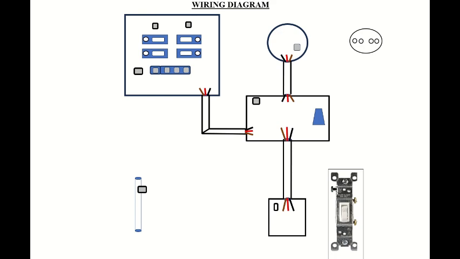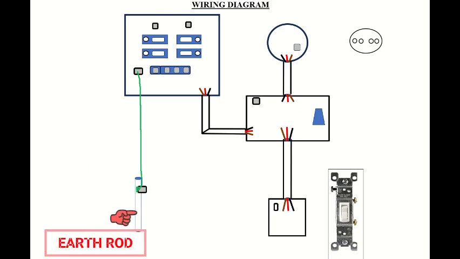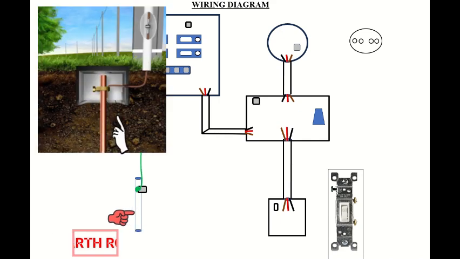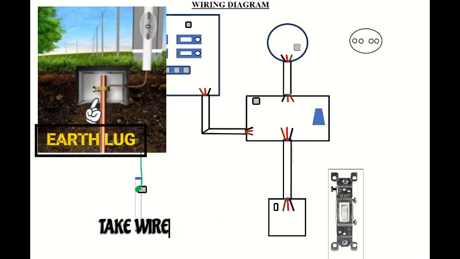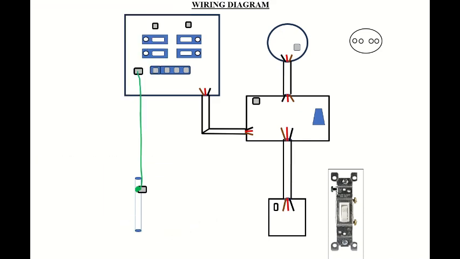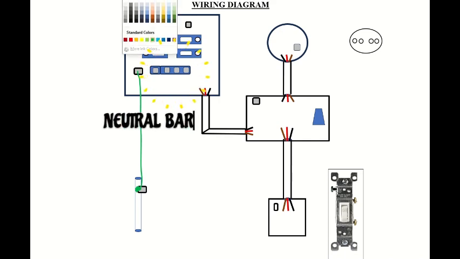Now the first thing that I'm going to do is to connect the earth wire. Now for the earth wire, we'll be using green. Right, so this green wire will be connected to the earth rod. Now the earth rod is generally driven outside in the ground.